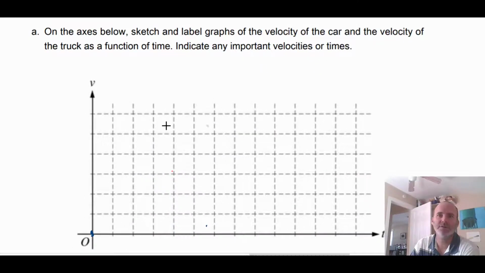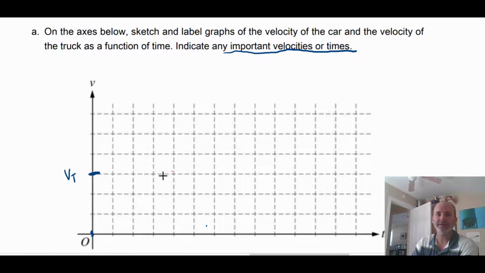I have this graph. Now I have to graph both of these. Sketch a graph of the velocity of the car and the velocity of the truck as a function of time and indicate any important velocities or times. All right, so this is key. We have a graph and we have 1, 2, 3, 4, 5, 6, six boxes. One of the key tricks here is that since there's 6, I'm going to cut that in half and say that this will be the velocity of the truck.